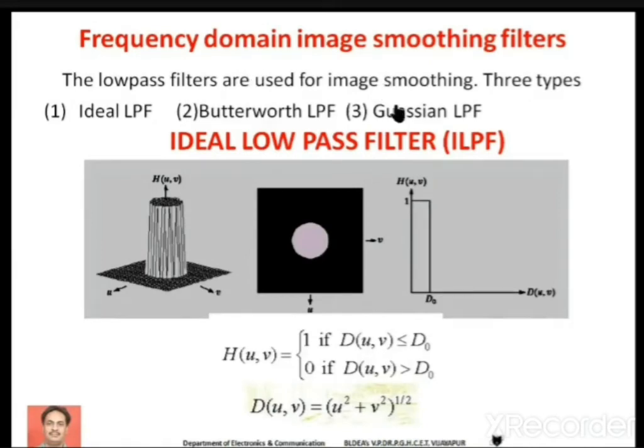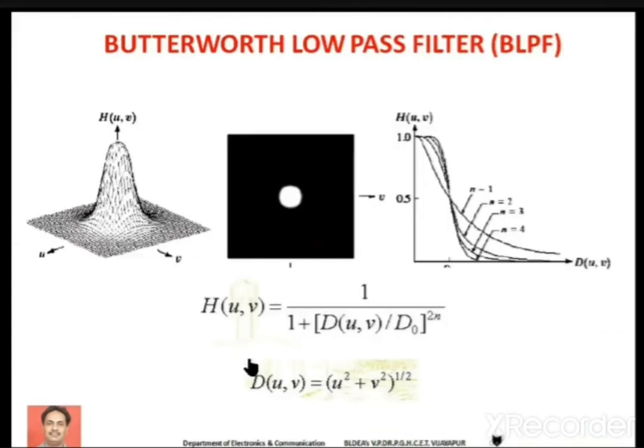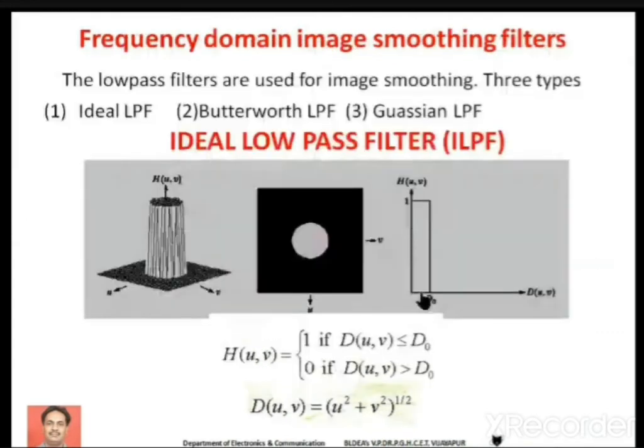First, we are going to start with the ideal low pass filter. I can also represent it as ILPF. Now let us see what the transfer function of this ideal low pass filter is. The transfer function can be written by using this plot. I think you remember how to plot the transfer function of a low pass filter. So this is the low pass filter we have.